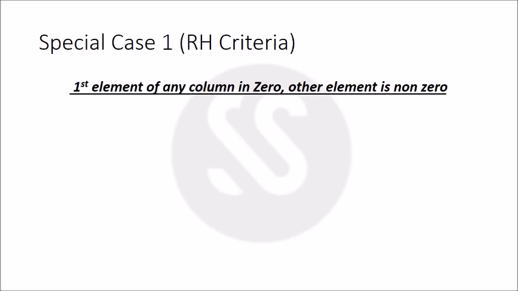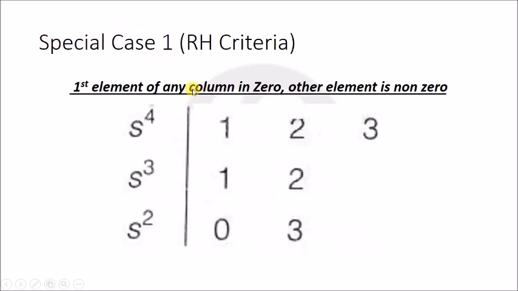So, okay, the first element of any row, it should not be column. The first element of any row is 0, but the other elements are non-zero. That means the first column of any row. Just a typing mistake. Okay, like this. So this is the array table.